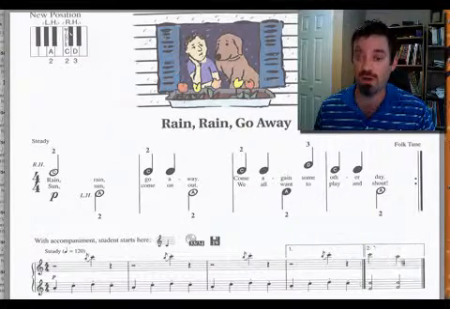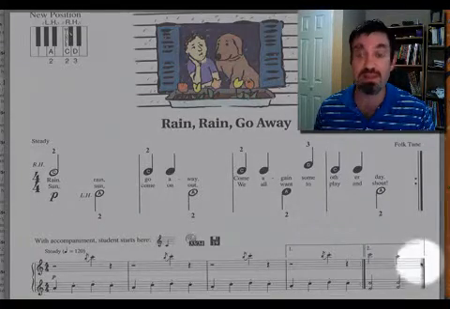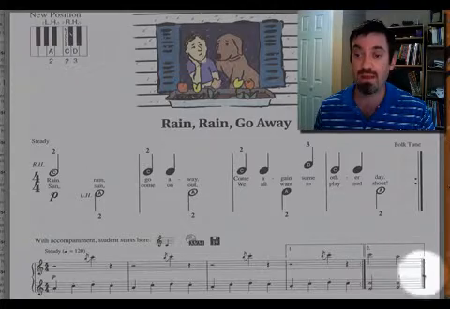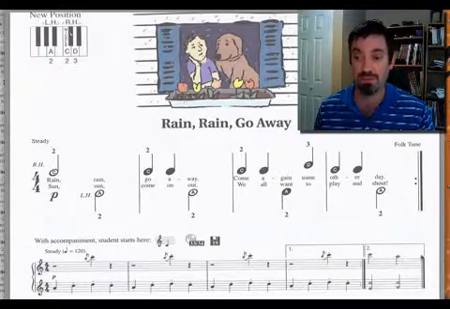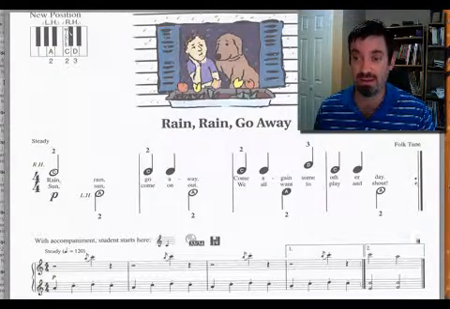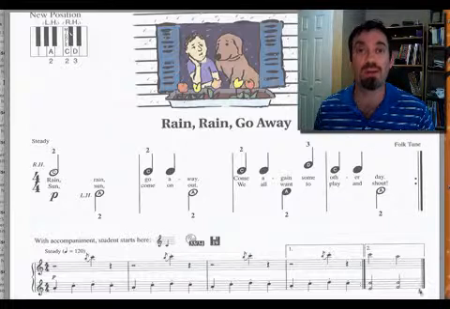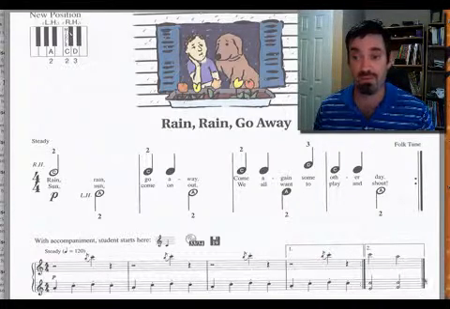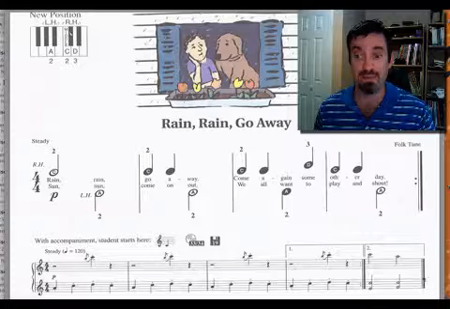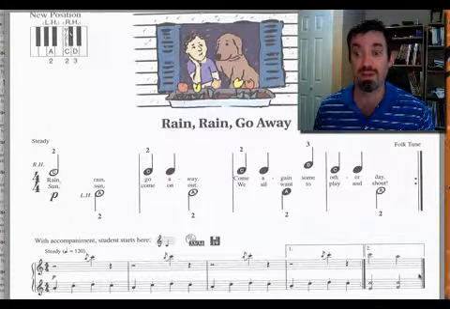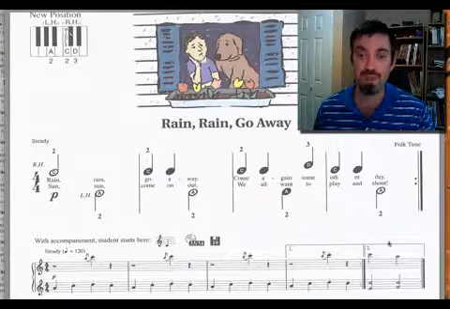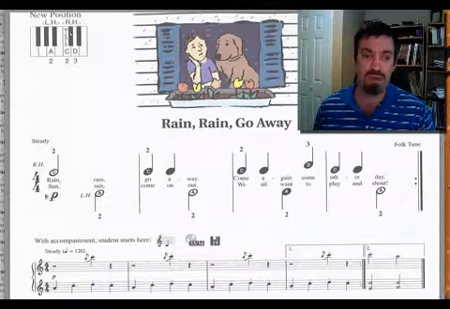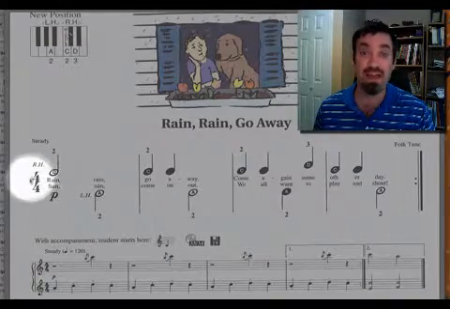Another special bar line that you can see down here in the teacher's accompaniment part is the double bar line. It's just like the repeat sign, except it doesn't have the dots. A double bar line simply means the end. This is the end of this piece. We don't have to go any further. We've reached the end.